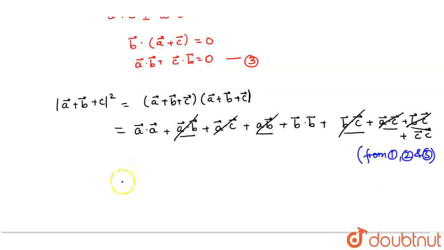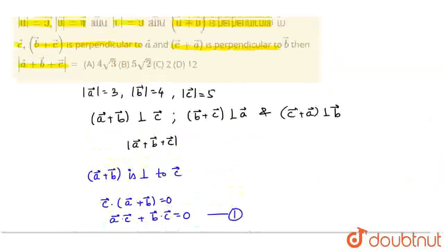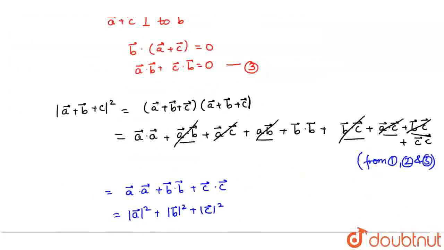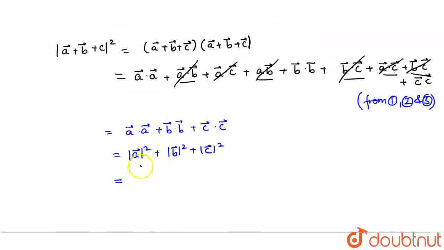Correct? So now I'm left with A dot A vector plus B dot B vector plus C dot C vector. So now this can be written as magnitude of A square plus magnitude of B square plus magnitude of C square. So we have the values which are 3, 4 and 5 respectively. So plug in the values: 3 square, B is 4 so 4 square, and C is 5 so 5 square. And this is the value of magnitude of A plus B plus C whole square.